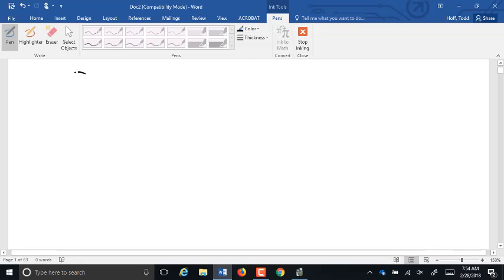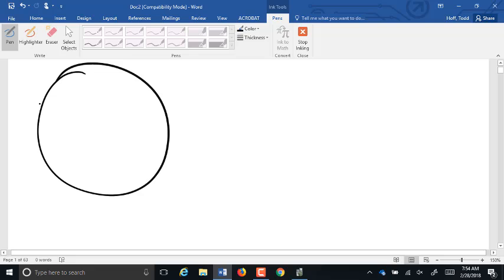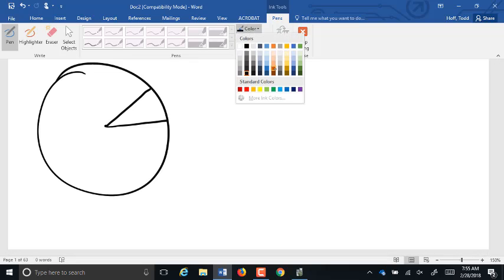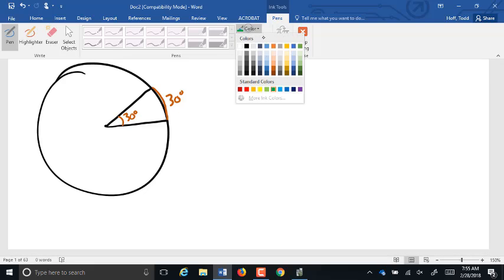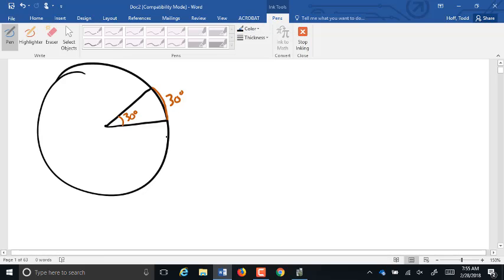So the big concepts to remember here, long story, is if this arc from here to here is 30 degrees, what's this angle? 30 degrees. If this arc from here to here is 60 degrees, what's this angle? 30 degrees. This is a central angle, so the angle and the arc are equal. This is an inscribed angle, so the angle is half the arc.